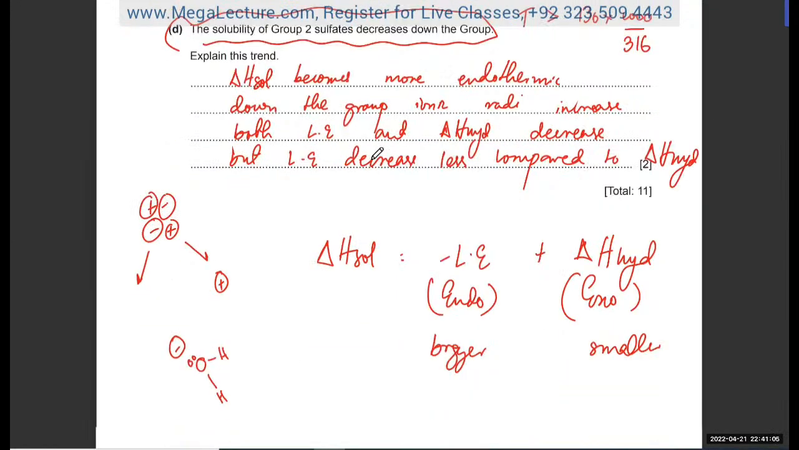For hydroxides, it's the opposite. They become more soluble, so the enthalpy of solution becomes more exothermic. And if it becomes more exothermic, that means down the group, it is decreasing. Bigger ions form weaker bonds, but in that case, since it's becoming exothermic, this is relatively bigger compared to this one. So this decreases.